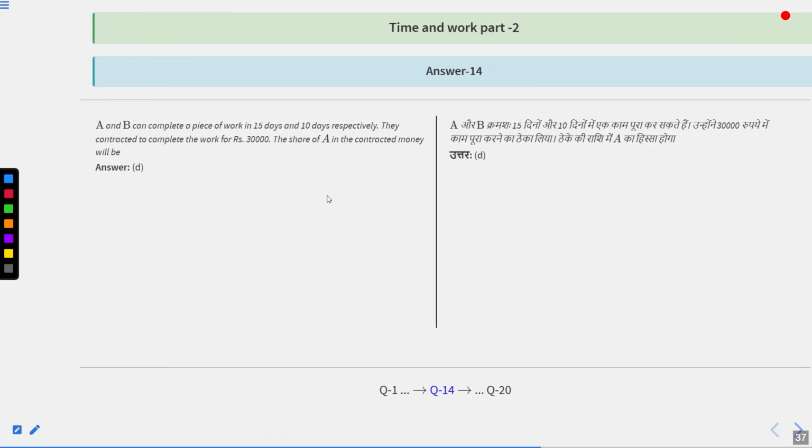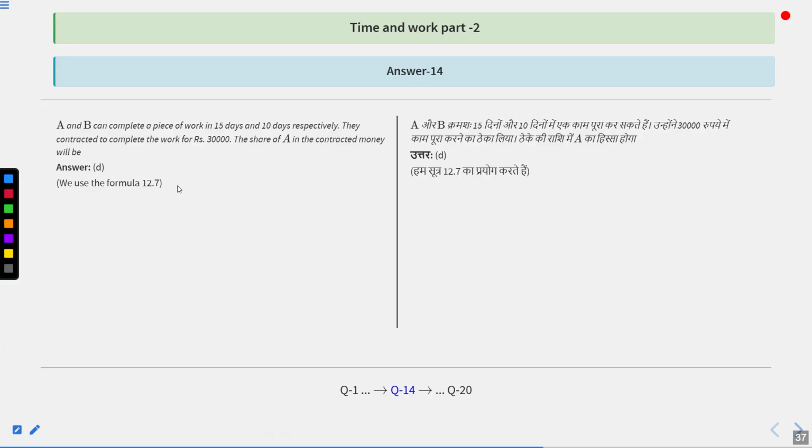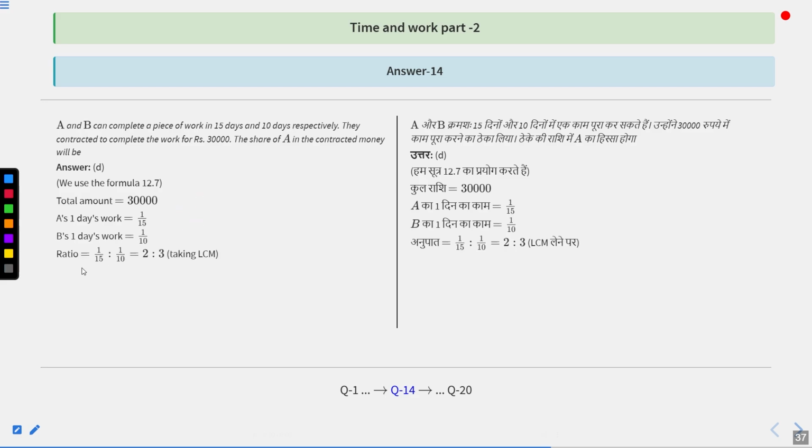Time's up. Let's see the solution. We use formula 12.7. Total amount is 30,000 rupees. A's one day work is 1 by 15. B's one day work is 1 by 10. So we make the ratio of their efficiency, which is 2:3.